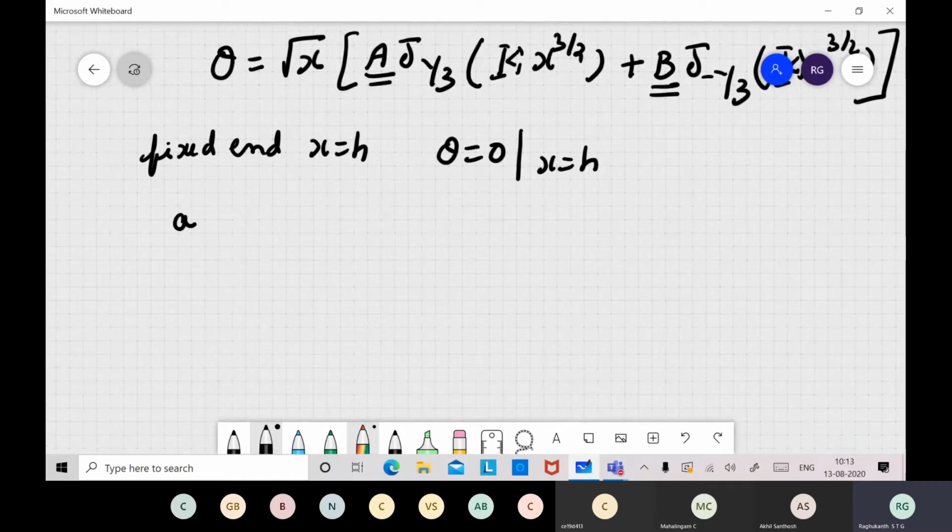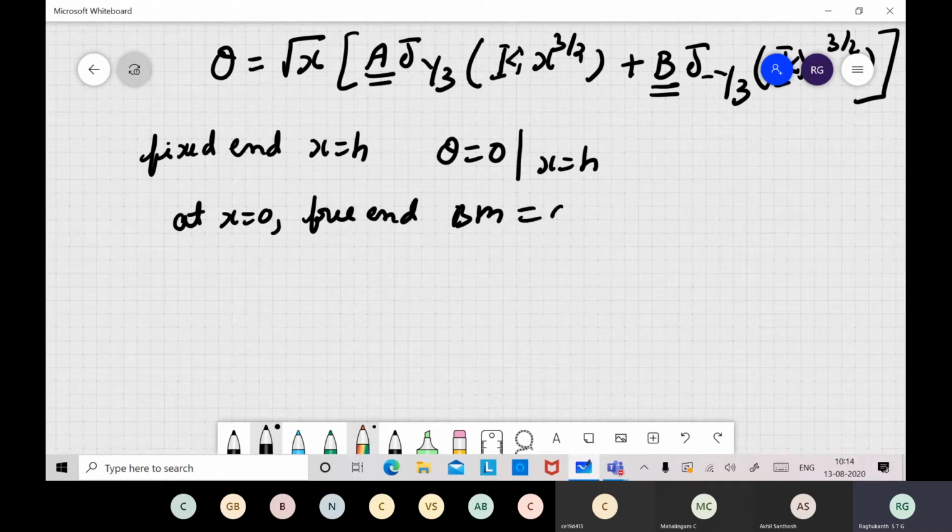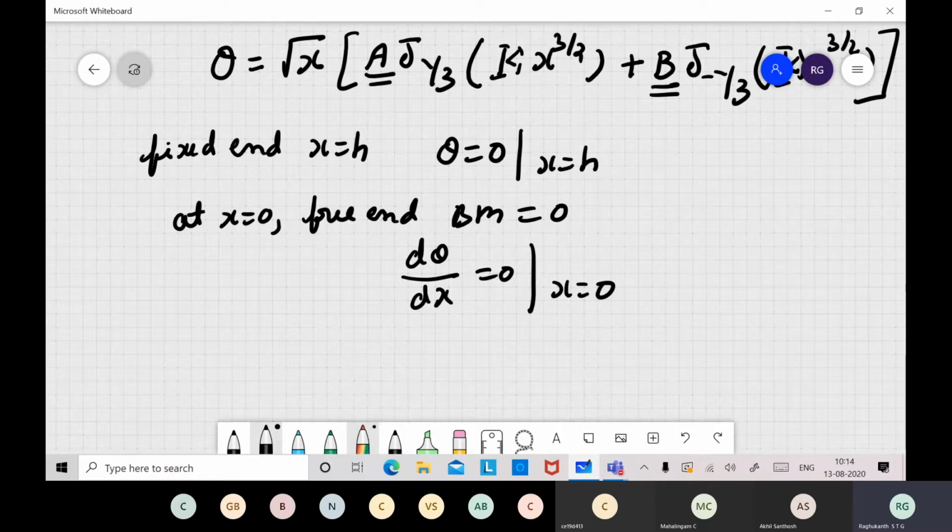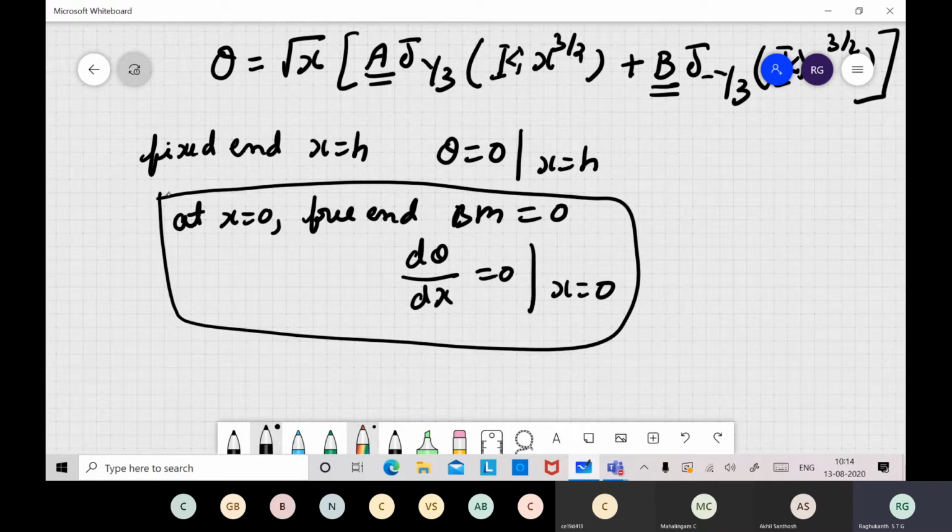Then at x is equal to 0, that means it is a free end, so bending moment is equal to 0. Bending moment is related to the slope itself, d theta by dx, so this is equal to 0 at x is equal to 0. If you substitute this expression for theta, you can find that a will be equal to 0.